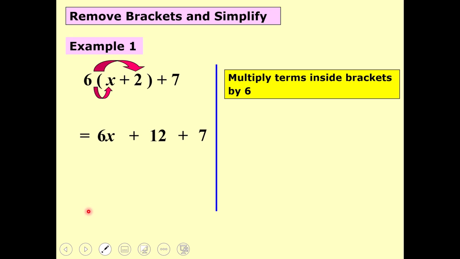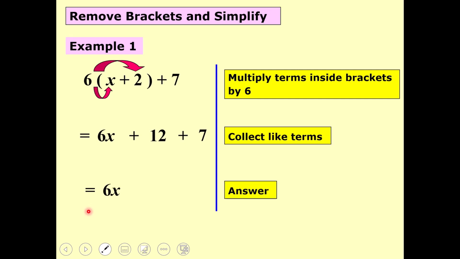So far we've used our skills of expanding brackets. We're now going to collect like terms. So we've got 6x, there's no other term with x in it, so that's in its simplest form. And then we're going to collect the 12 and the 7 to become 19. And that is your final answer there. Okay, second example.